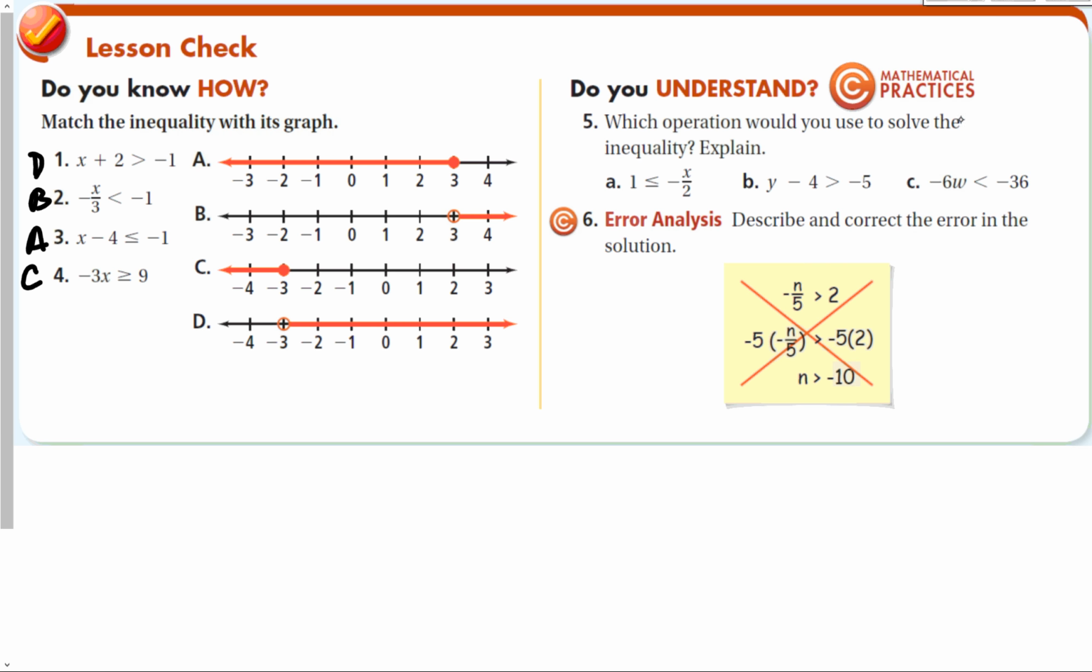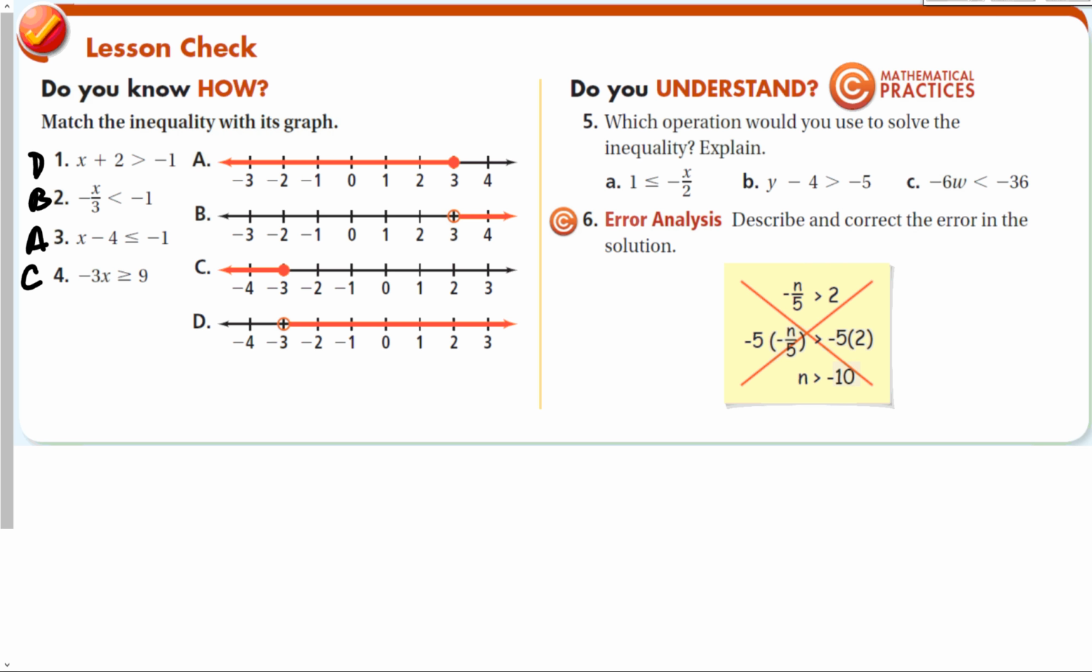Which operation would you use to solve the inequality? With this one, I would multiply both sides by -2, remembering to change the sign. This one, I would add 4 to both sides. I do not change the sign for addition or subtraction. However, I would change the sign for this one because I'm dividing by a -6.